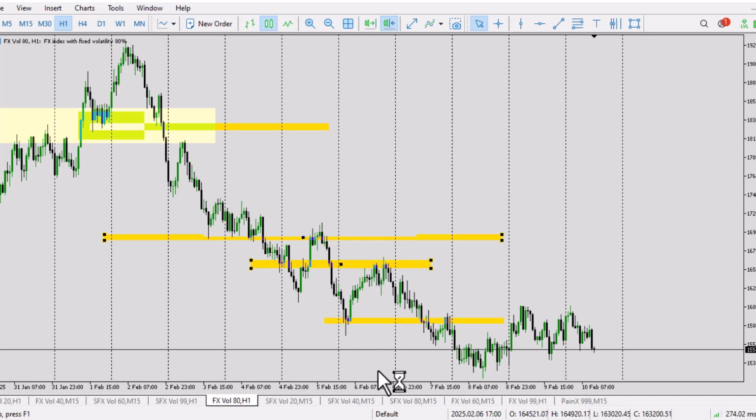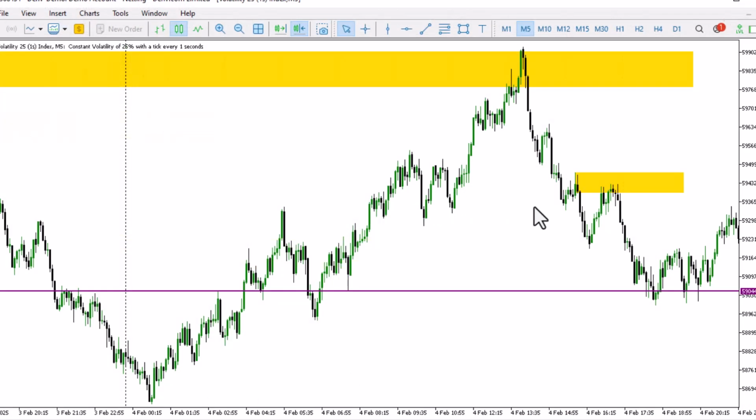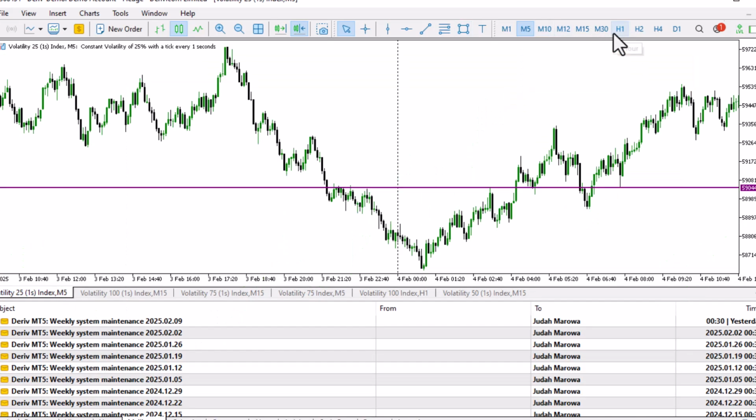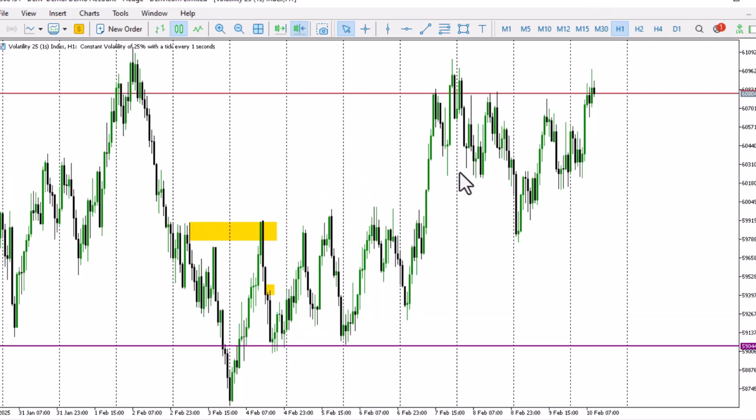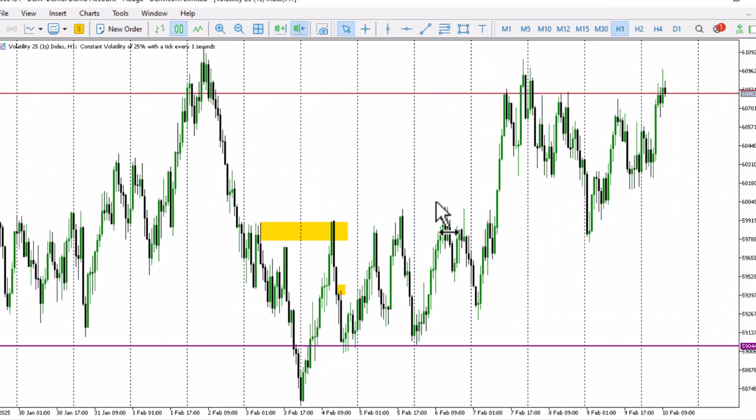So this is Deriv, and I want you to see what we are going to be doing. As you can clearly see here, this is a Volatility 25 (1s), right? And it's found on Deriv.